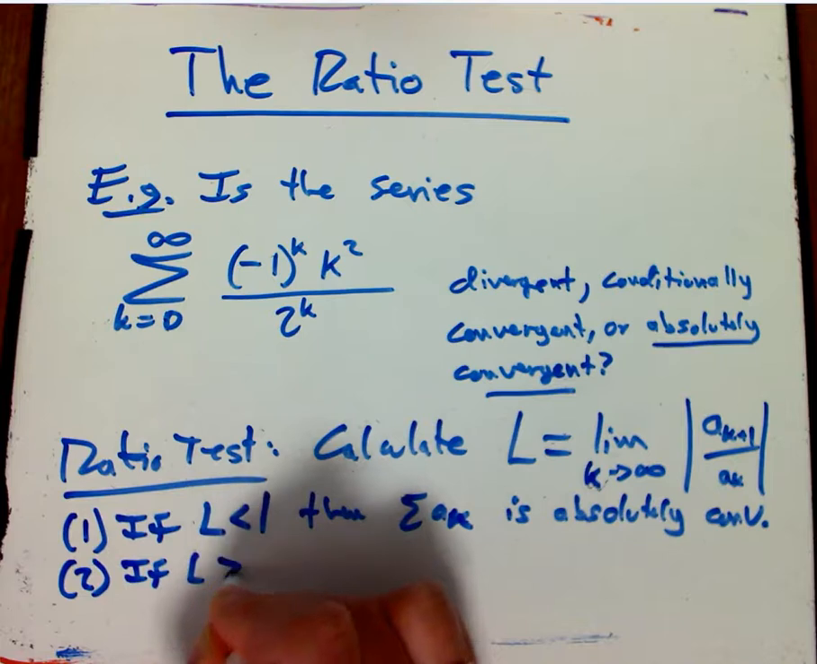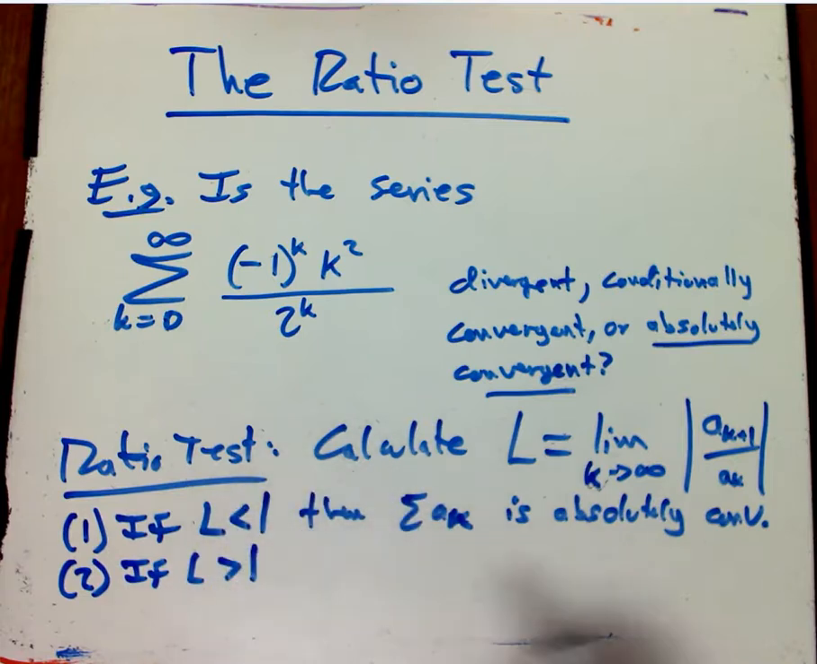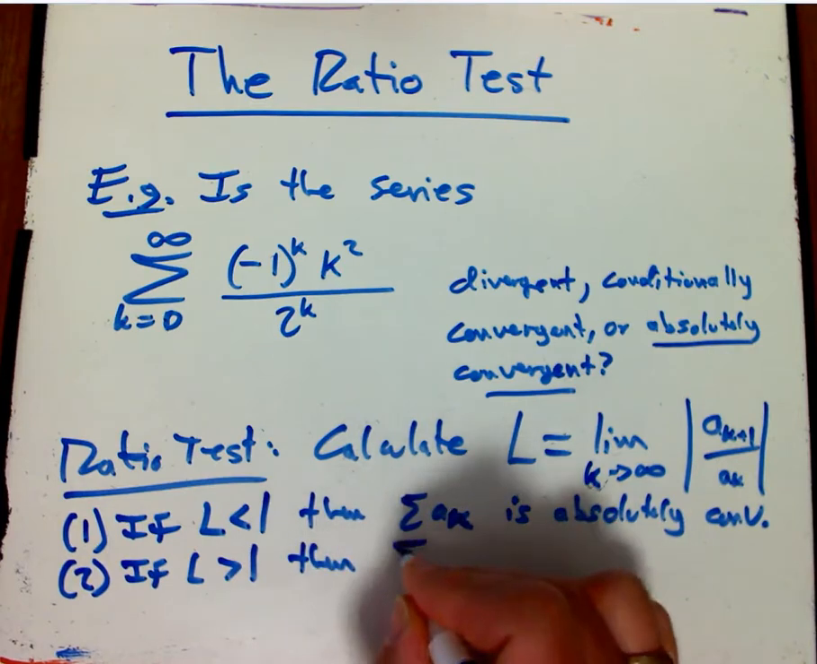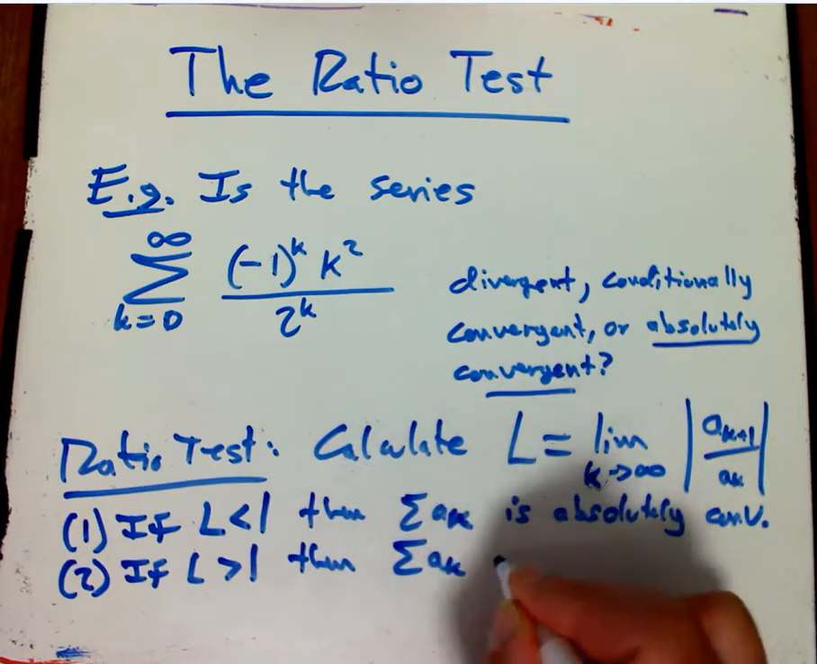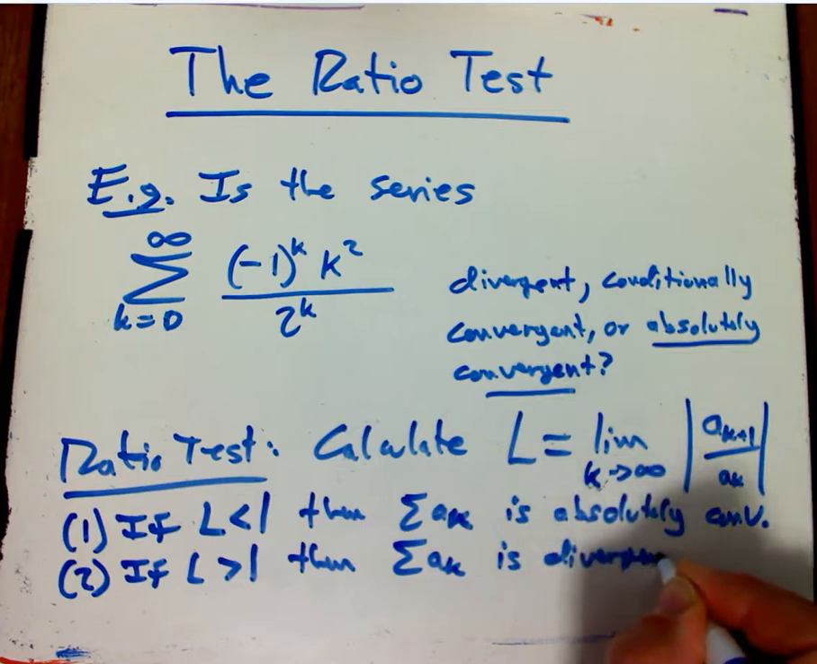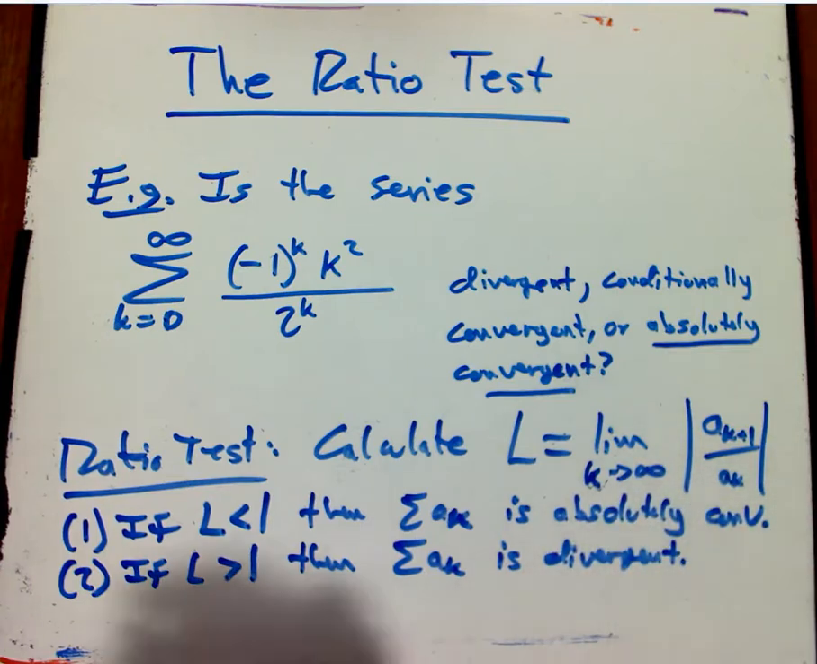If L is bigger than 1, what that tells us is that when we take the ratio of the two terms, eventually it's looking like a geometric series with the ratio being bigger than 1. And those things totally diverge. You can prove it carefully, it's in the book. Then this is divergent.